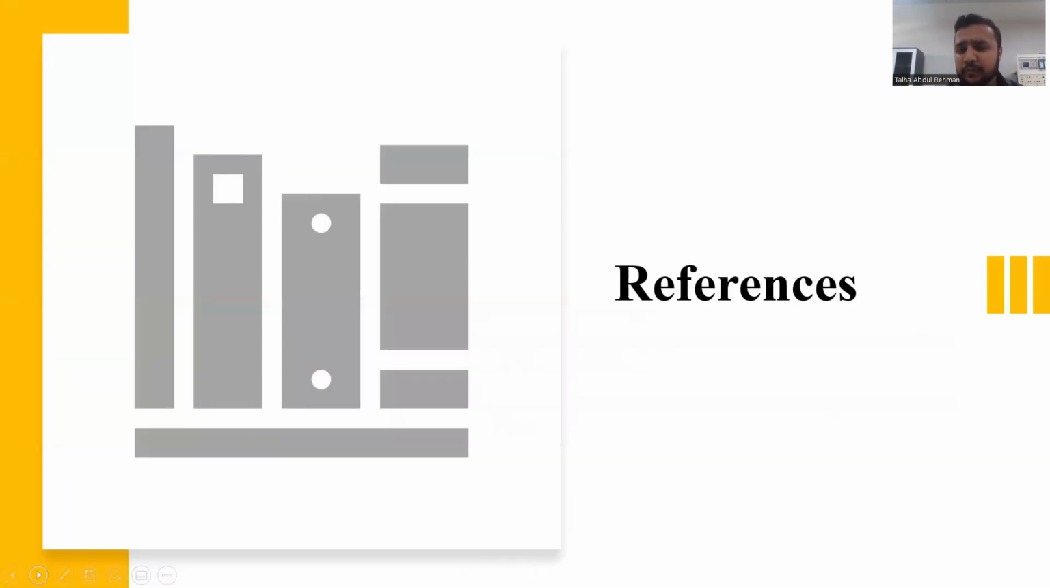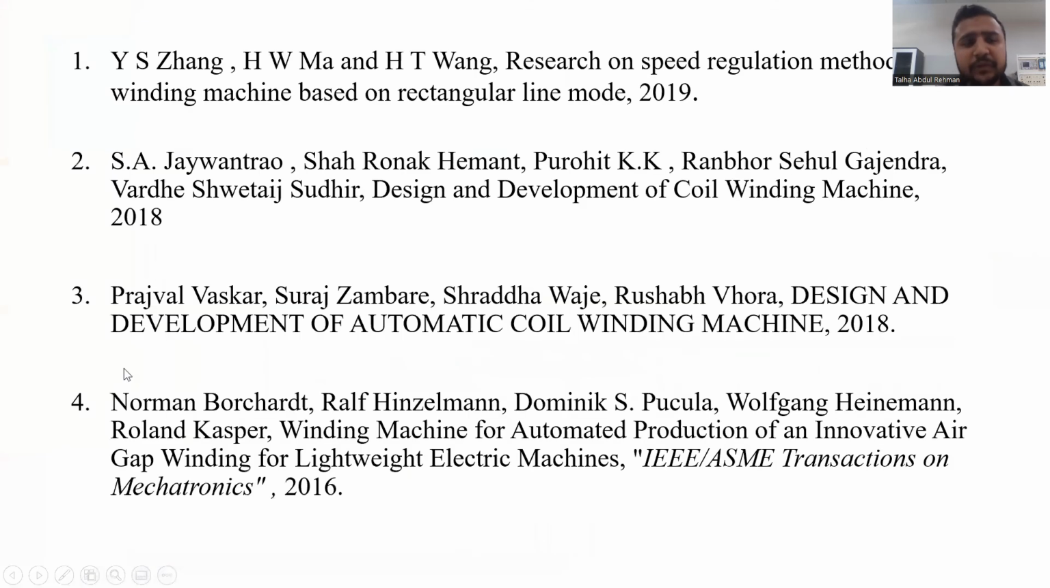The references that we used in this project are these four research papers that we came through. The first one is about speed regulation, and we have to maintain the speed of the motors to wind properly on the bobbin. The other one is design and development of a coil winding machine. The third one is also about design and development of an automatic coil winding machine. The fourth one is about the automatic production of innovative air gap winding for lightweight electric machines.